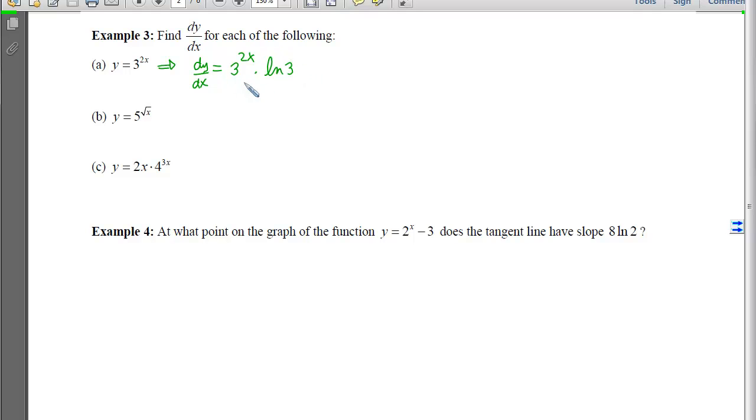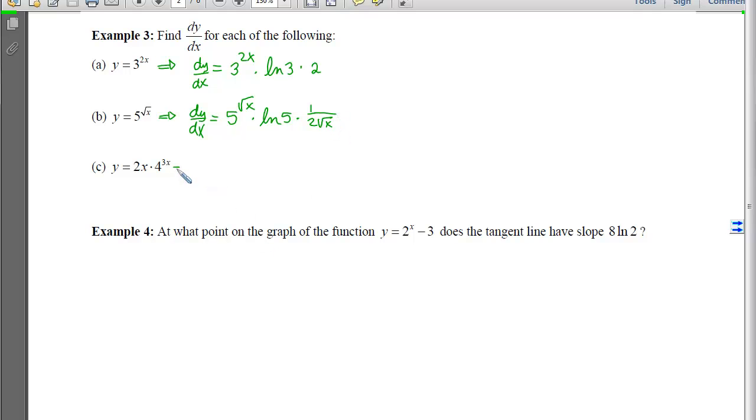So here's the exponential rule applied, and then I have to multiply at the back by the derivative of the power. Same thing here. The first thing that I hit is the exponent, or the exponential expression. So I will leave it alone, and then multiply by the log natural of the base, and then multiply by the derivative of the power.